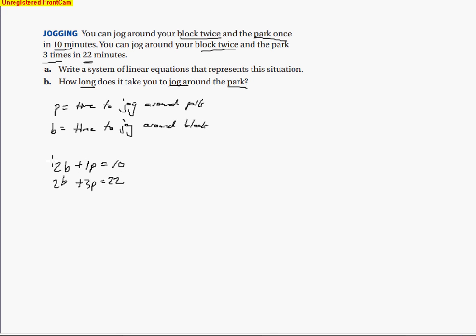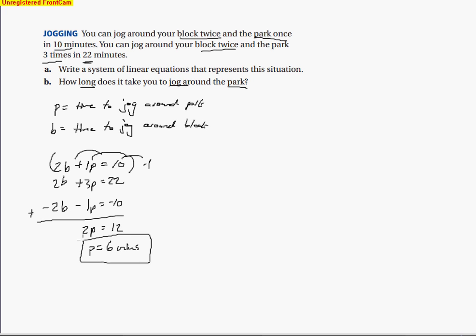So it's a great elimination problem. I could just multiply by -1. This will cancel out the b's. So I'm left with -2b minus 1p equals -10. So when I go ahead and add this together, I get 2p equals 12. And so it looks like when I do that division, p equals 6. So 6 minutes to go around the park. And that's all they needed in this problem, because it just says how long does it take you to jog around the park. So those are the types of problems you'll see on tonight's homework. Good luck.